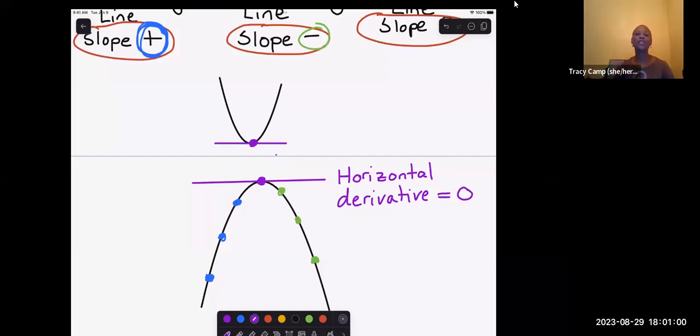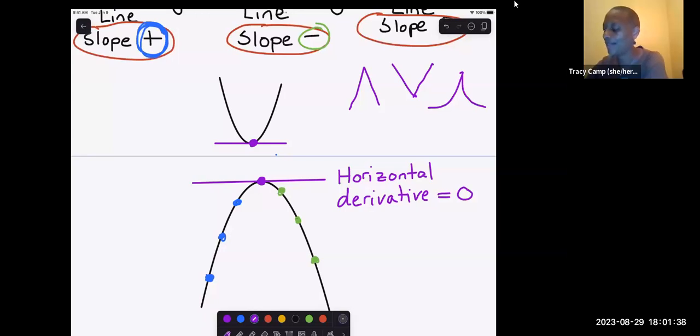So in general, if you have a high point or a low point, you'll have a horizontal tangent line, except in certain situations. So not here. If you have a sharp high point or a sharp low point, something like this, or trying to make a V, like a sharp high or low point, these tangent lines are not horizontal here.